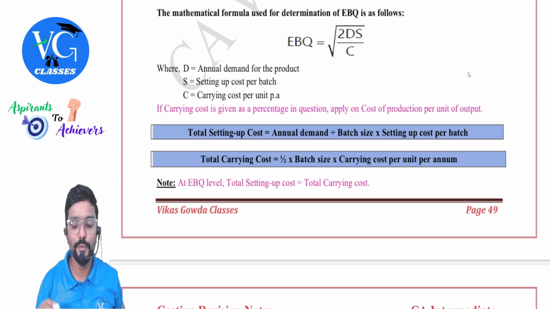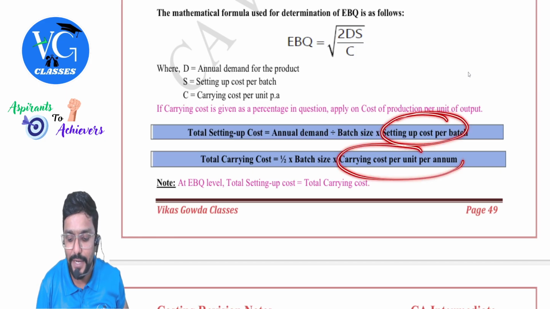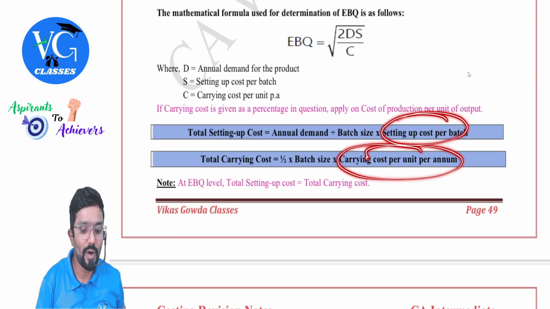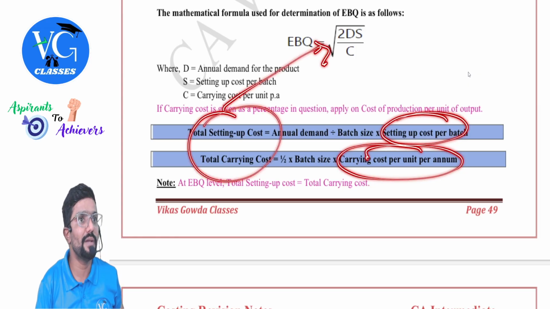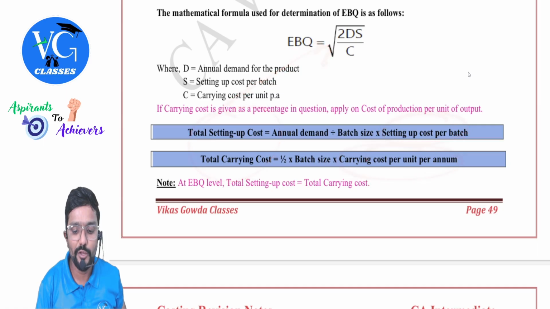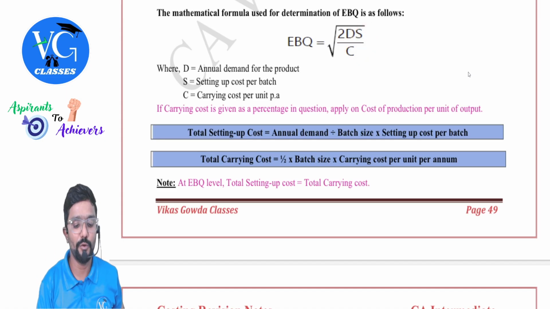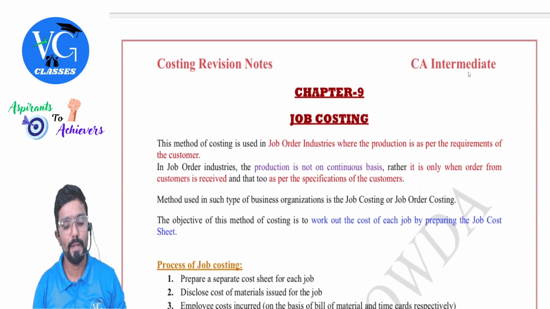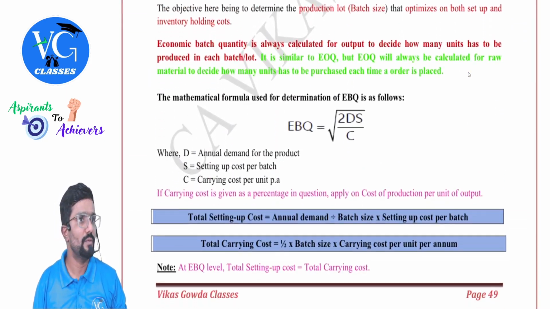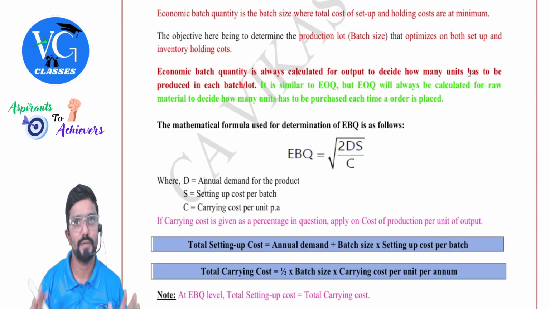And please be careful, in the EBQ formula we will use only this last part. Clear? Whatever you get here, don't use it in the EBQ formula, you will go wrong. In the EBQ formula, it is setup cost per setup and here carrying cost per unit per annum and not the total. And at EBQ, both of them will be equal. Both of them would be equal individually. Yes, sir. Hope you understood. Clear? Yes.